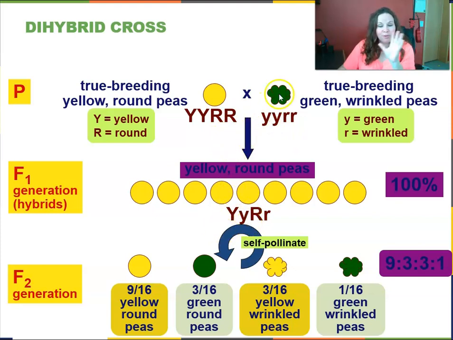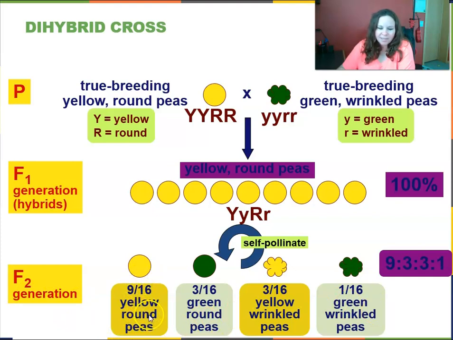Then we make sure they're first true breeding, of course. They're homozygous for their traits. True breeding means homozygous. And then we cross-pollinate them, and then we see what the F1 generation is going to look like. Well, it turned out here that 100% are yellow round. Does that mean our green wrinkled has disappeared forever? No, we know those are the recessive traits, so they're just being hidden or masked for a generation. But we let these self-pollinate, and so in our F2 generation, we get this ratio.